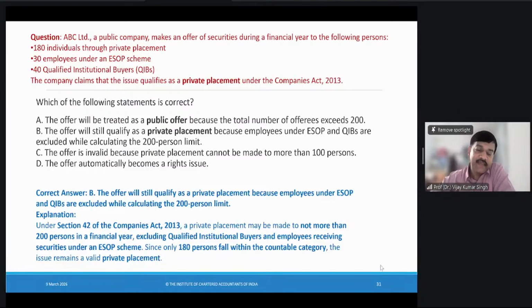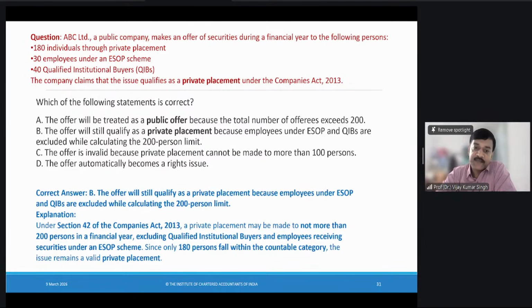So answer is B. The offer will still qualify as a private placement because employees under the ESOP and qualified institutional buyers are excluded while calculating the 200 limit. This is a technical requirement. Okay. So the law is having some technical requirements, and that is why we are reading this particular law, right? So here under section 42 of the Companies Act, that is a private placement.